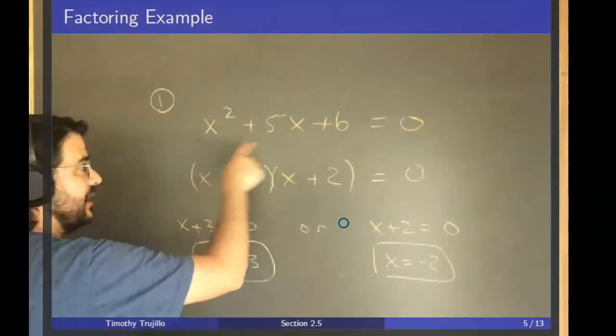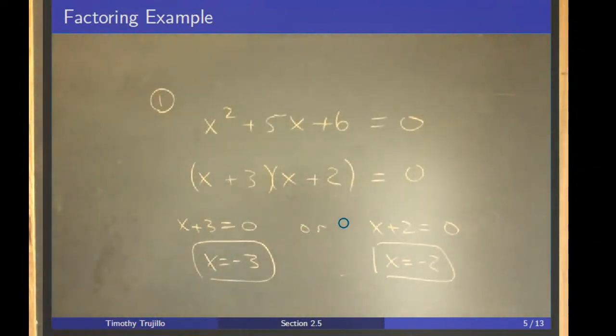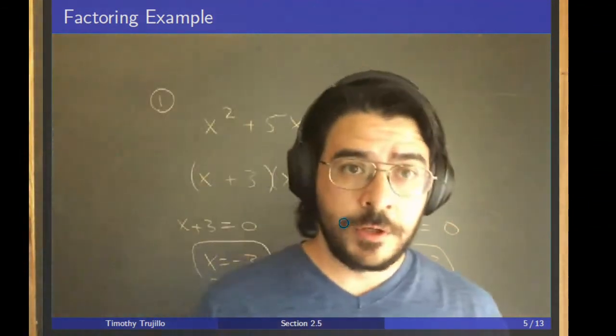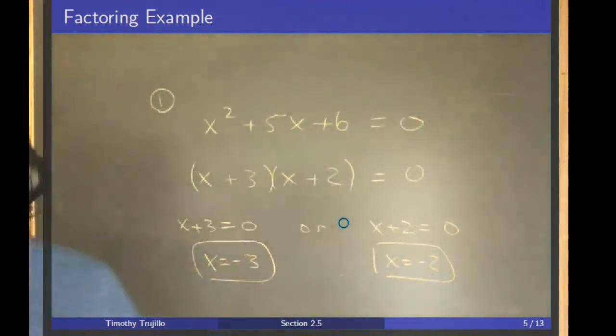So if I were to plug in -2 here, I would get 0, or if I were to plug in -3, I would also get 0 as well. Okay, and it's typically the case that you'll either have two solutions or one solution. Two solutions or one solution.